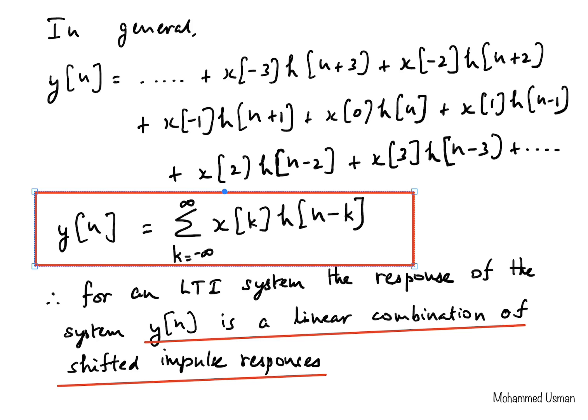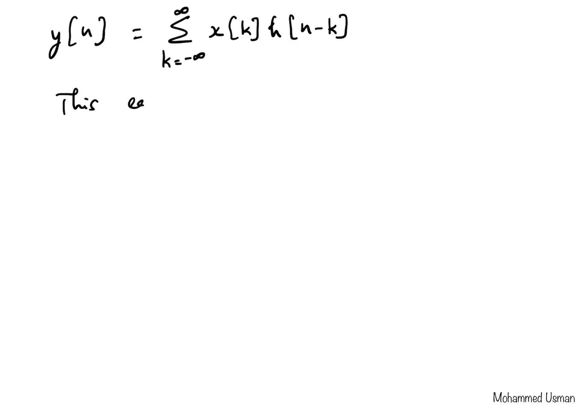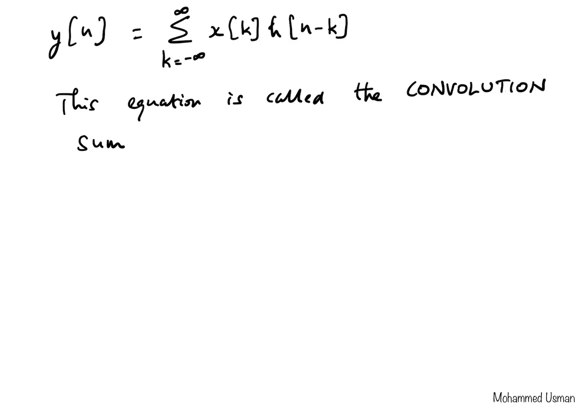Okay, so we call this equation, I'm going to rewrite that equation, so let's write that y of n is equal to summation x of k times h of n minus k for k equals minus infinity to plus infinity, and this is called the convolution sum, or it's also called the superposition sum.